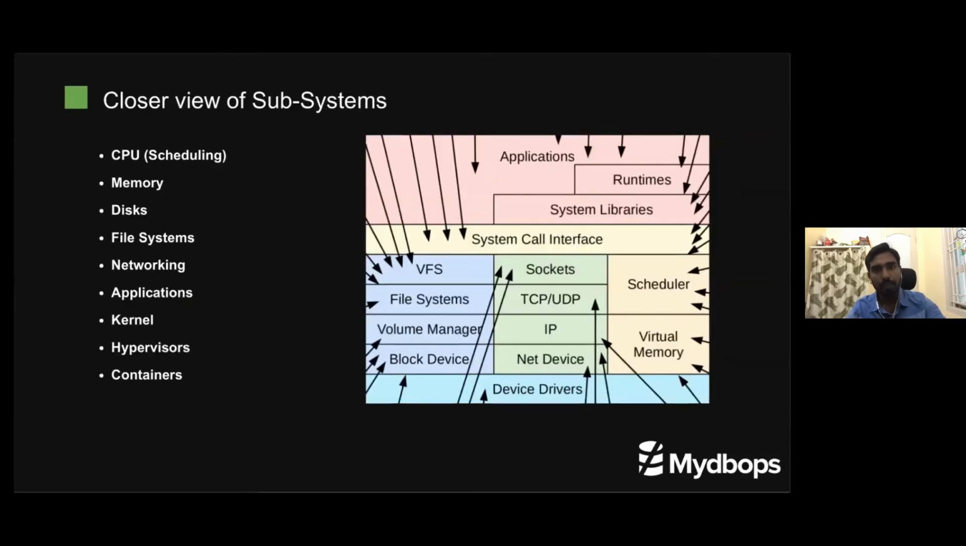Okay, so now I'm giving a closer view of the subsystems which can be monitored by eBPF. That means it can monitor almost all the subsystems available on the system, like the CPU, memory, disk, file system, what and what not. Okay, all the things can be monitored with eBPF.